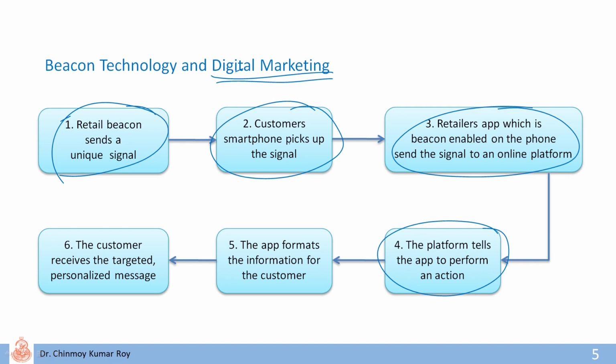and it can give contextual information on the phone also, but at the same time it can also inform a retailer's app and some online platform. The platform tells the app to perform certain actions, and the app formats the information for the customer based on the customer characteristics. Companies usually have customer profiling also. So the app might format the information as per the characteristics of a customer, and the customer then receives the targeted personalized message.